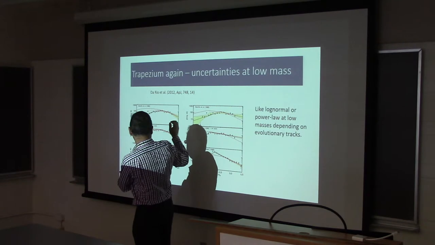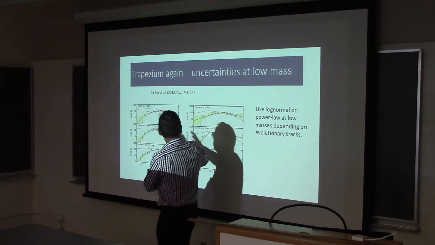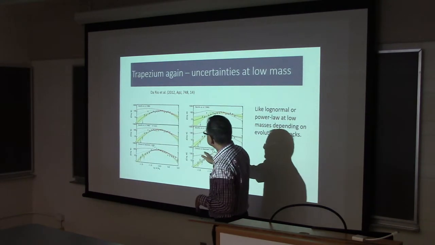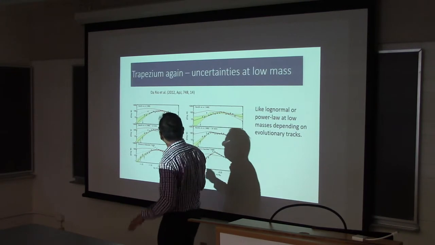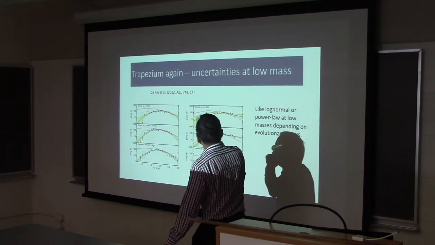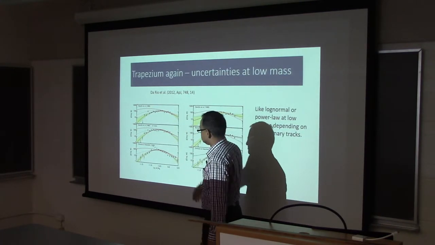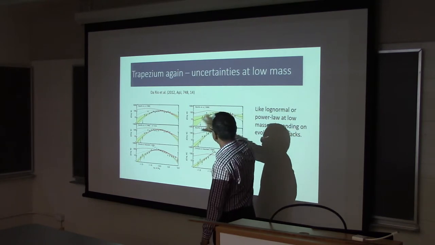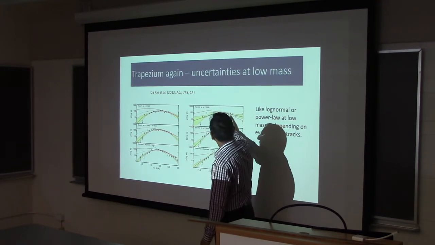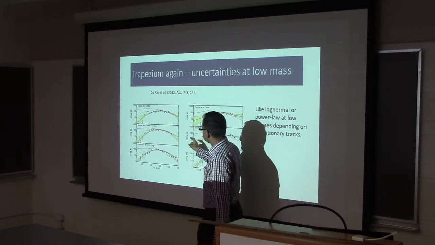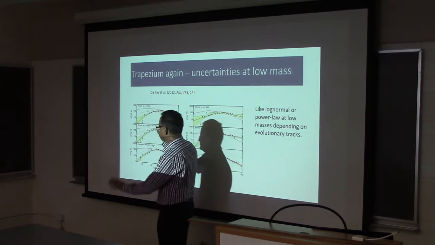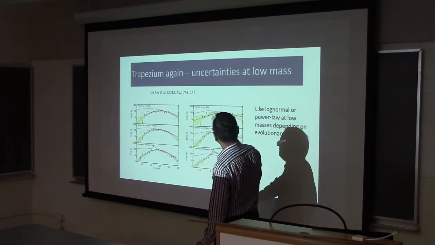So this is, so looking around here. But if you use the D'Antona and Mazzitelli, so let's just pick one of these two pairs of three, okay? The only difference between the left and right is they also show a Kroupa type IMF here, and they show a Chabrier type here. So just ignore it, let's pick this one.